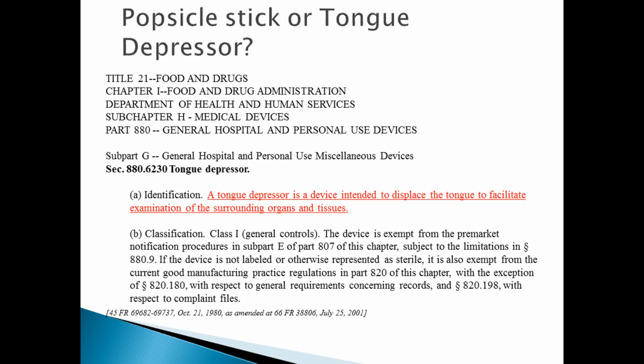So if you go to subpart G, section 880.6230, they define what a tongue depressor is. And so that, by its very nature, defines it as a medical device. And you can see on this slide, it's a class 1 device. So we have class 1, 2, and 3 devices, and we're not going to get into that here. So these are the design control standards.